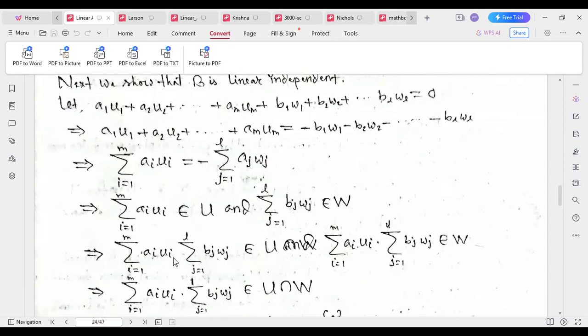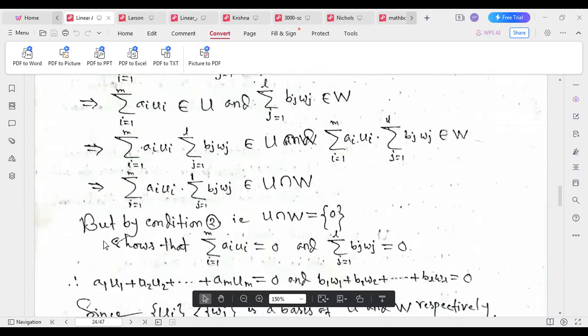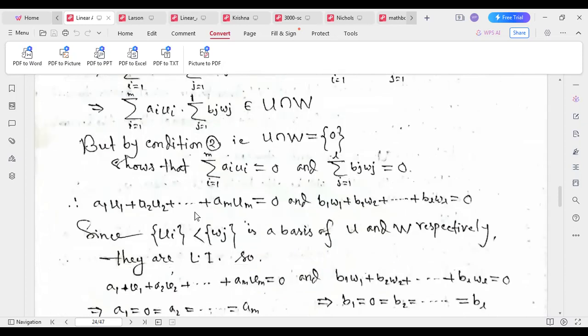So summation a_i u_i, just multiplying this same summation with U and W, we get this whole belongs to U intersection W. But by condition 2, by the definition of direct sum, U intersection W equals what? The 0 set. So this shows that this equals 0 and this also equals 0. That means the linear combination equals 0 and this linear combination is 0. So this system of equations will obviously have a unique solution, consistent, and this is also consistent.